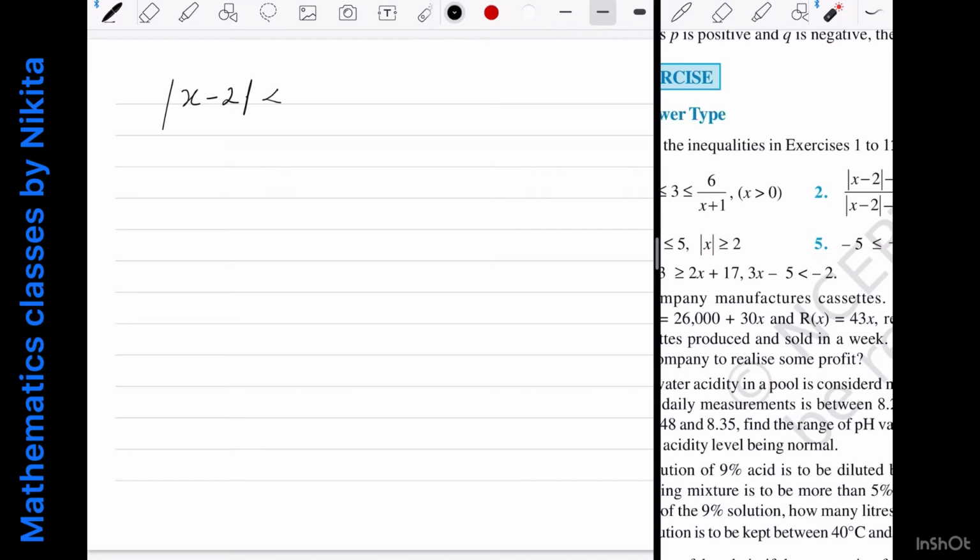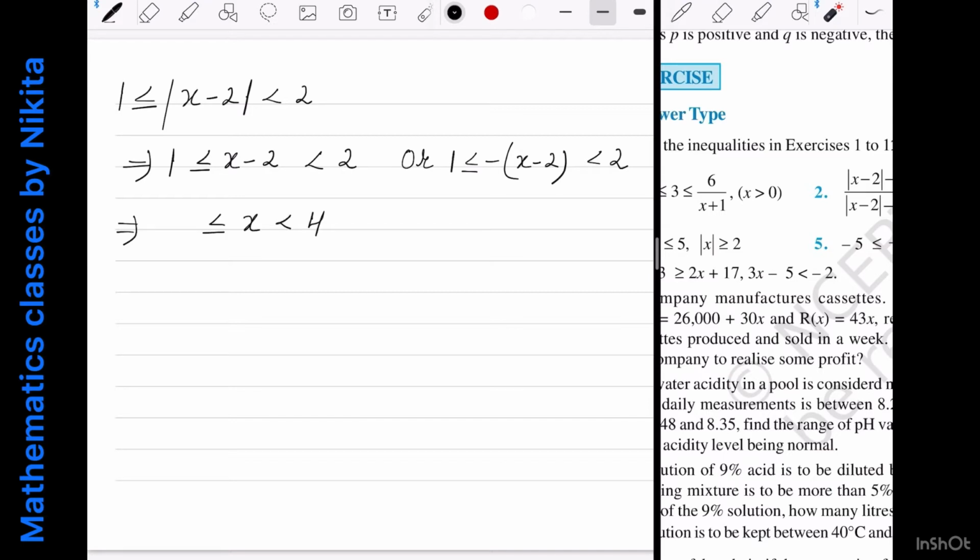So mod of x minus 2 is less than 2 and it is greater or equal to 1, and this implies that x minus 2 is less than 2, greater or equal to 1, or we have minus of x minus 2 is less than 2 or greater or equal to 1. So this implies, now here if you look at the first inequality, x is less than 4 and greater or equal to 3.